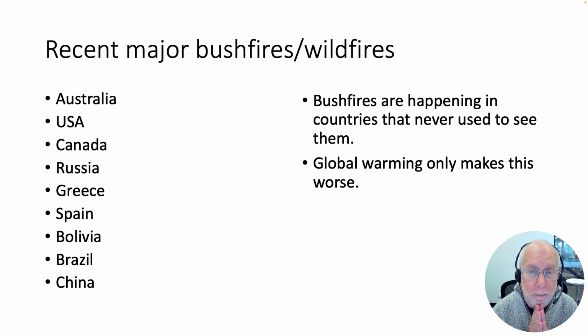So bushfires are a major problem in Australia, but they're also a major problem in many other parts of the world. Australia has the worst fires, probably. Some fires over 400,000 square kilometres have been burnt in some fire seasons, but there have been very nasty ones in the United States. At the time of filming this, there was a fairly recent fire that destroyed the town of Lahaina in Hawaii. Canada has massive fires. Russia has massive fires, in fact the second biggest only to Australia. And just in the last few years there have been major fires in Greece, Spain, Bolivia, Brazil, China.